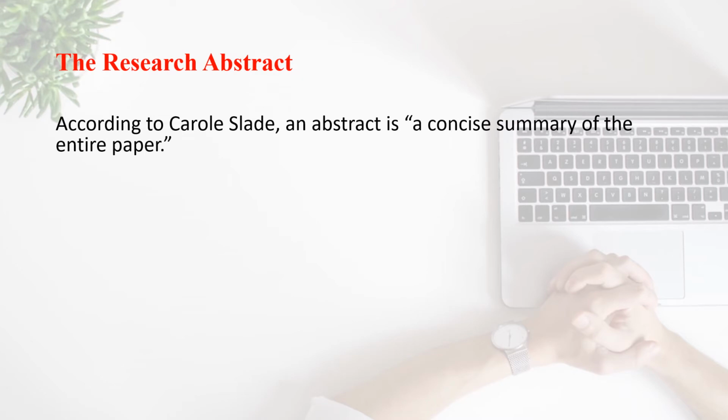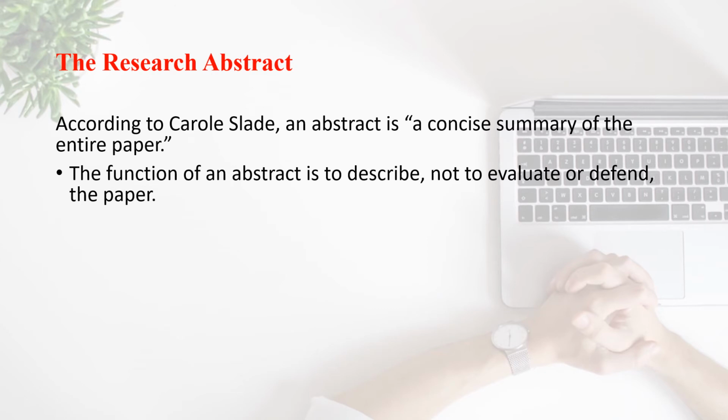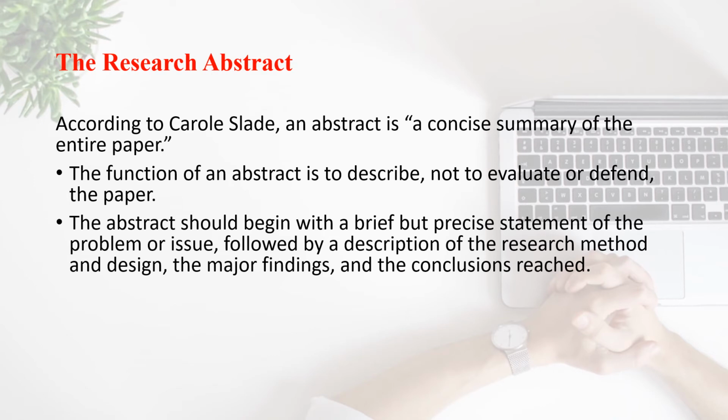To reiterate and support the point made earlier, according to Carol Slade, an abstract is again defined as a concise summary of the entire paper. And the inclusion should be the following. Number one, the function of an abstract is to describe or to function as an overview of a research that has already been conducted and not to evaluate or defend the paper. The second is the abstract should begin with a brief but precise statement of the problem or issue, followed by a description of the research method and design, the major findings, and the conclusions reached.